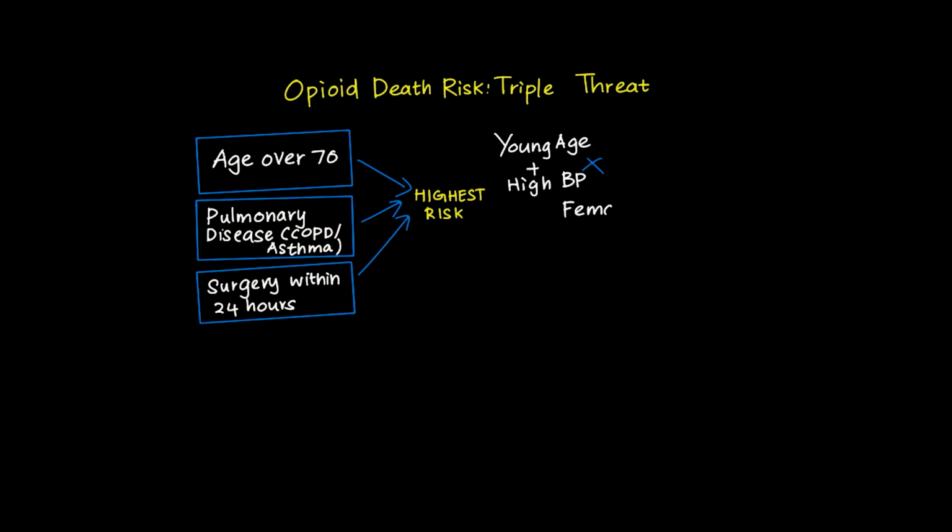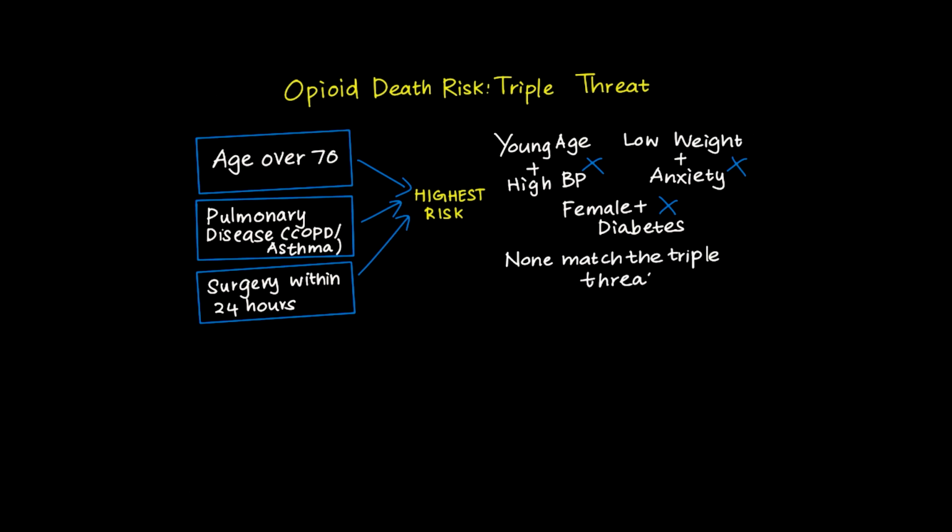Female sex and diabetes, relevant to general health but not the top tier for opioid respiratory failure. Low body weight and mild anxiety, worth considering for dosing, but they do not top the list when compared to this triple threat.